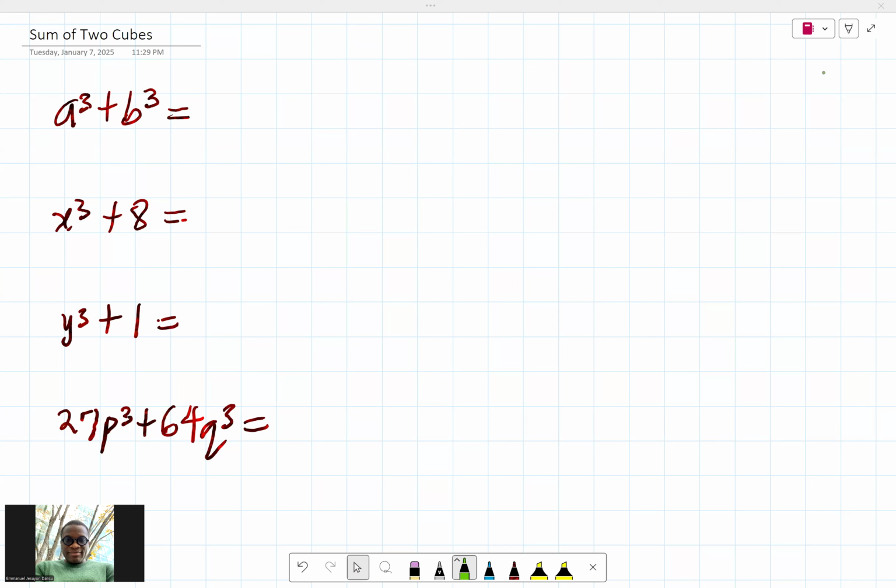In this video, I'll be talking about the sum of two cubes. All right, when you have two cubes like this, what exactly can you do with it? Sometimes it's very useful to factorize in a particular way, and this is how the factorization goes.